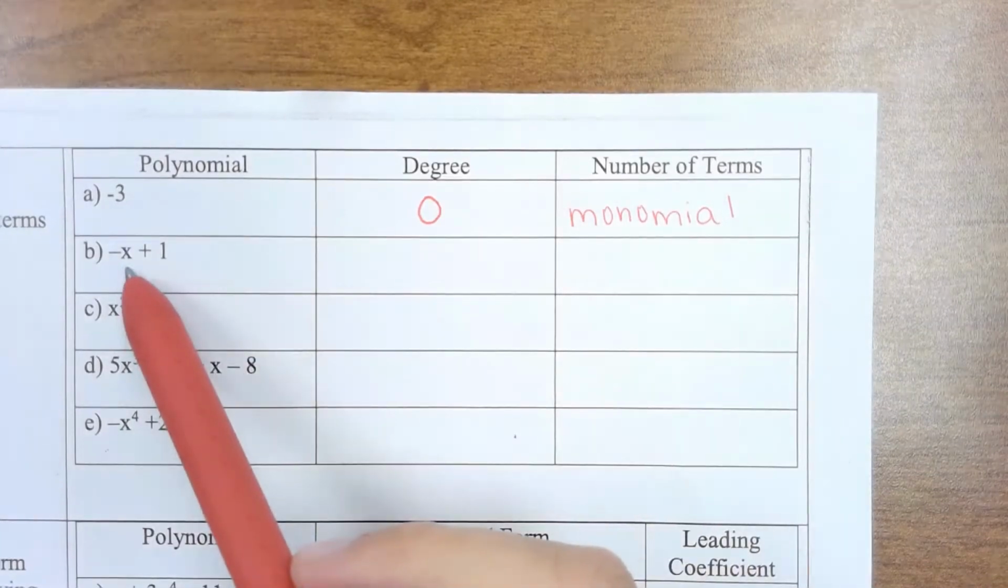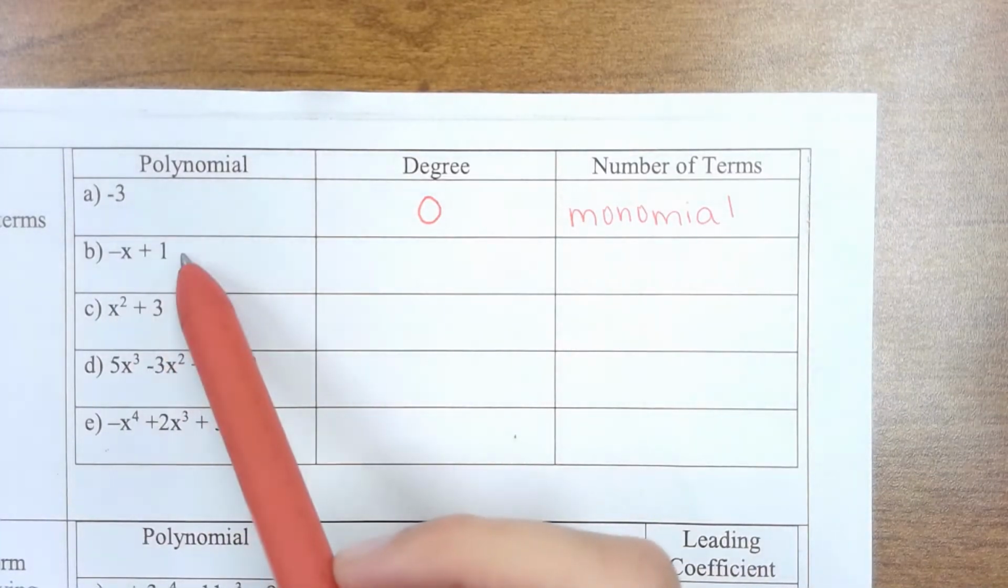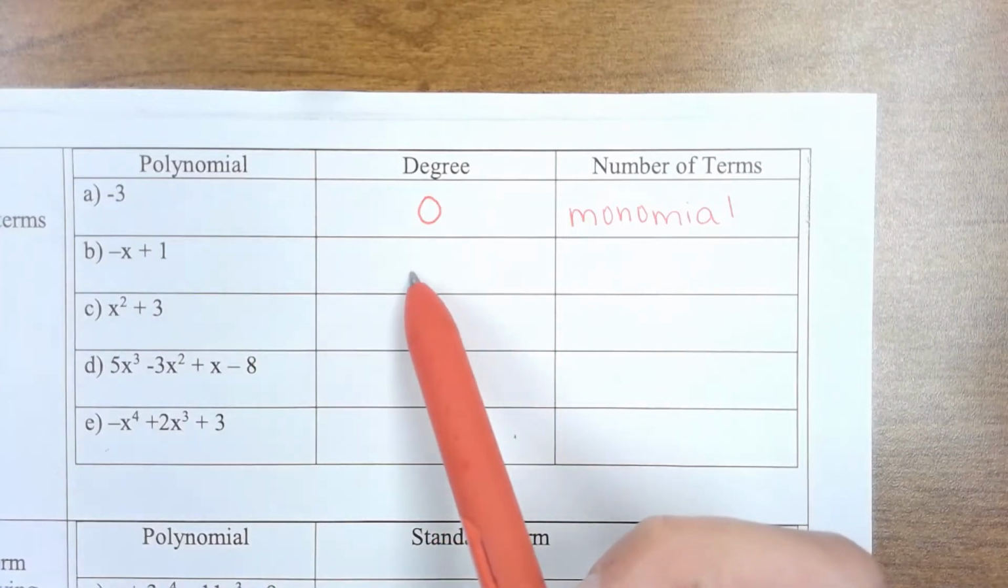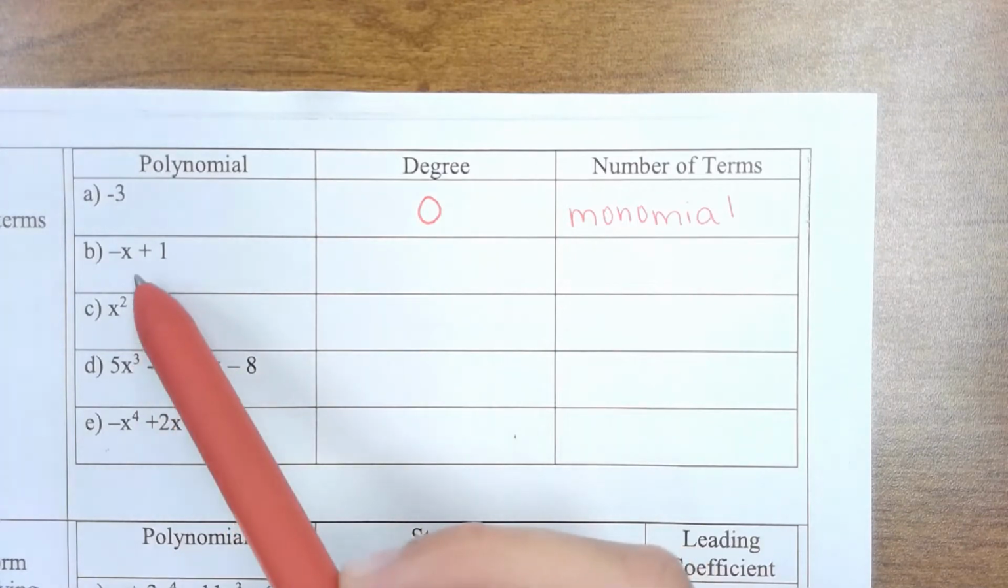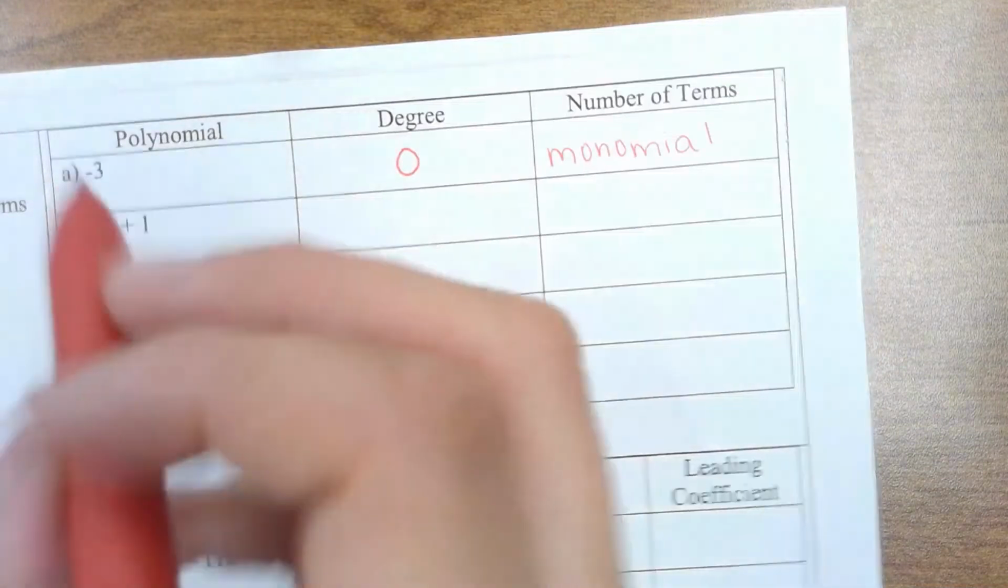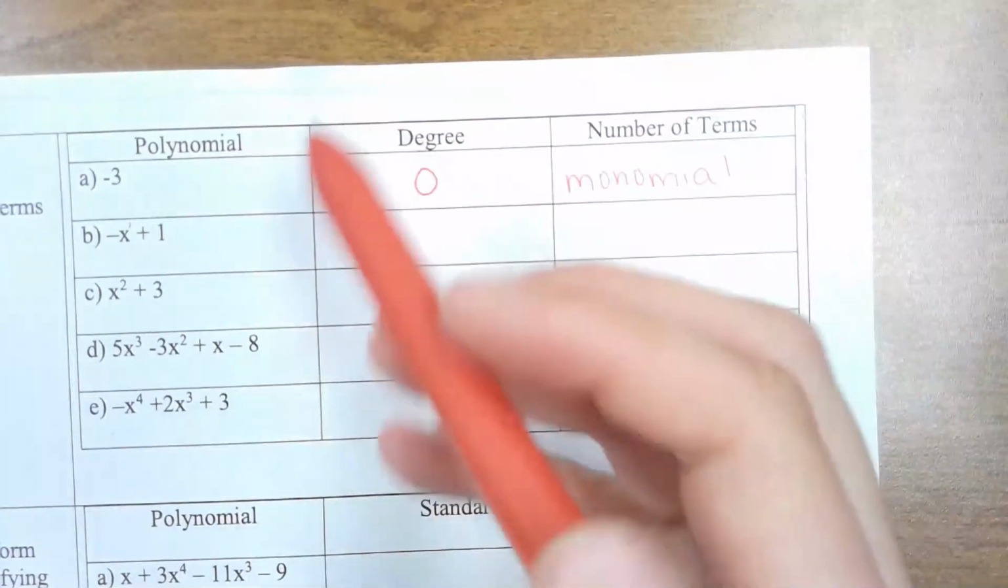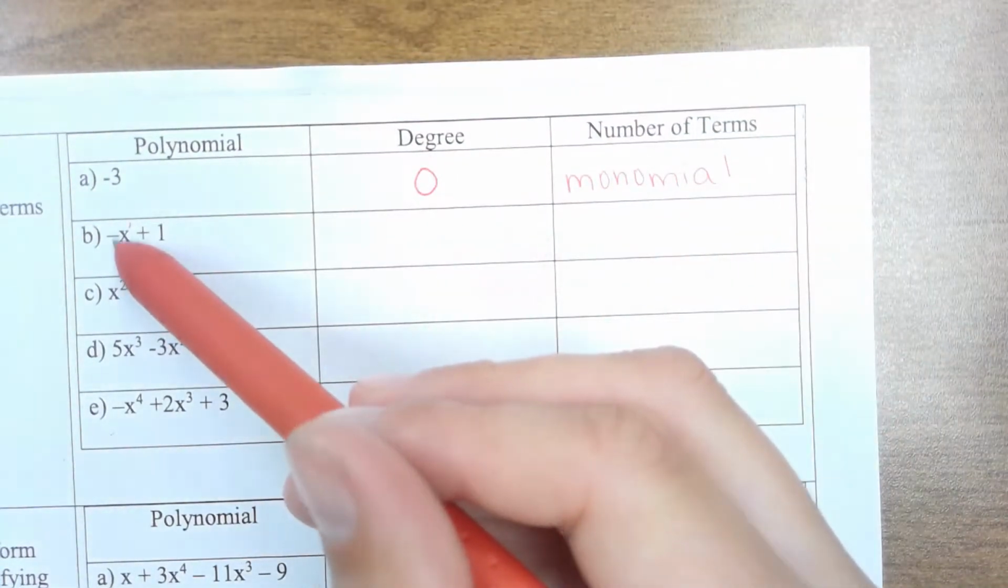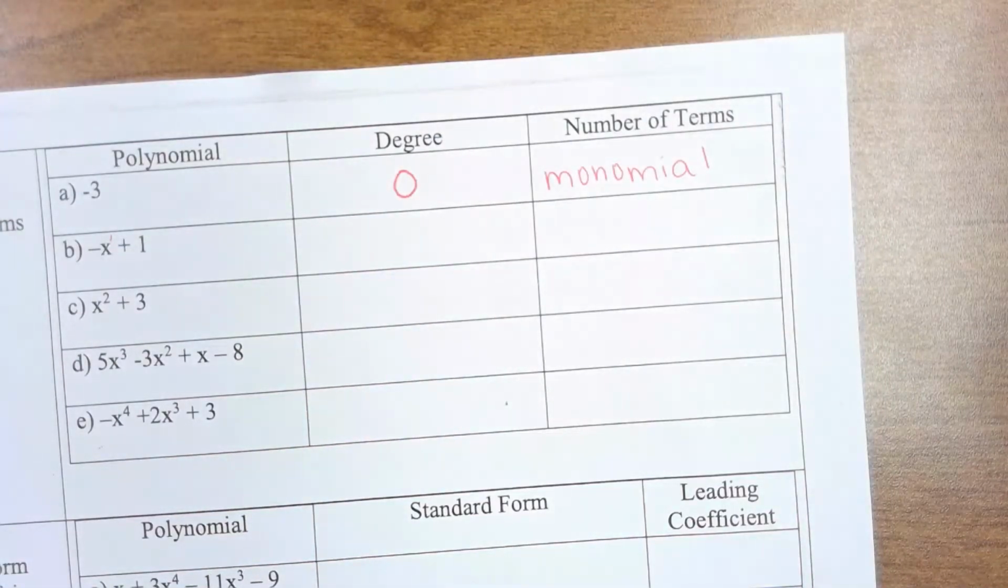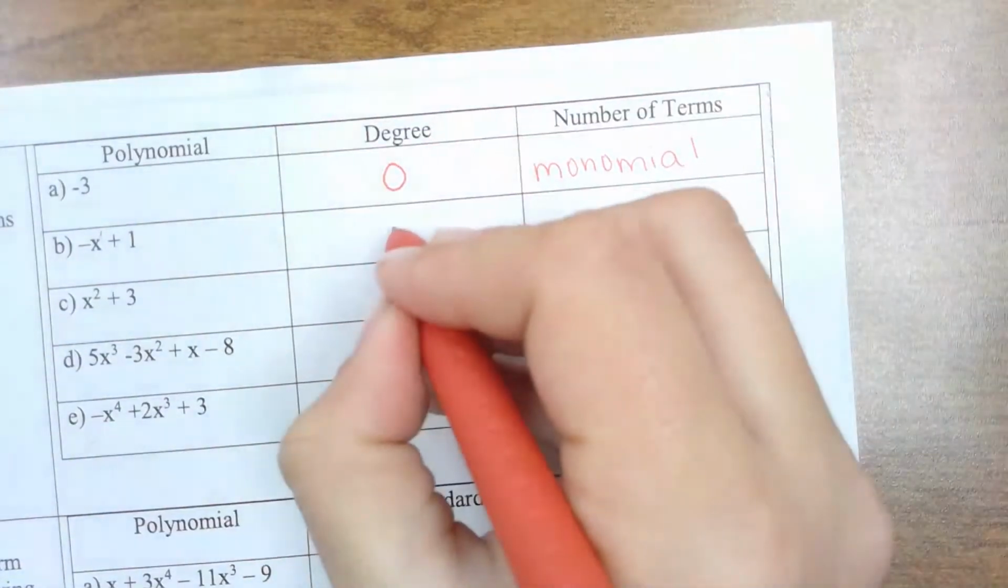Alright, next one, now we just have negative x plus 1. Again, this is a polynomial. For the degree, you're looking at your variable with its exponent. Remember, if it doesn't have an exponent, it technically just has an imaginary 1 up here. So in this case, our variable with the highest exponent is 1, and that is going to be our degree.